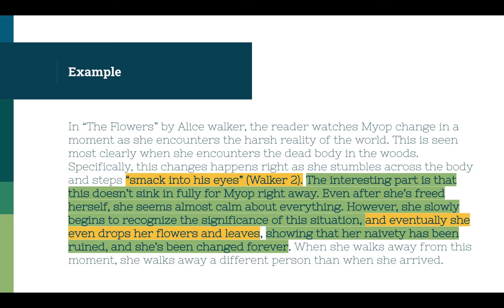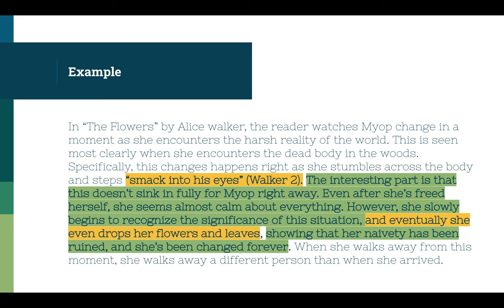The first one is you can explain what it reveals about a character's current state or how they've changed. Let's look at this here. Here's a paragraph. In The Flowers by Alice Walker, the reader watches Maya change in a moment as she encounters the harsh reality of the world. That's our claim, our topic sentence. In yellow is the evidence. You'll notice in green is the elaboration. And for this one, we're talking about how a character's changed.